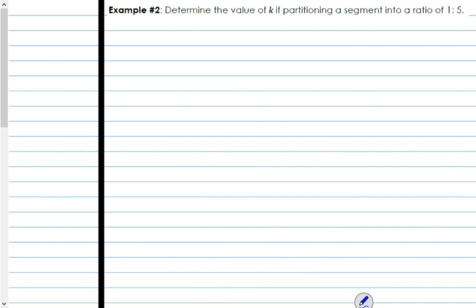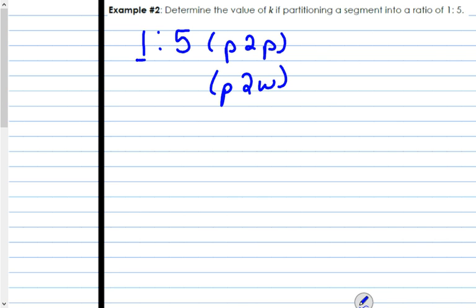Example number 2, determine the value of K if partitioning a segment into a ratio of 1 to 5. So remember, ratio is part to part, so 1 to 5. We need part to whole. Well, the part is going to stay the same, so it's 1 to something. Actually, I should write it as 1 over something.